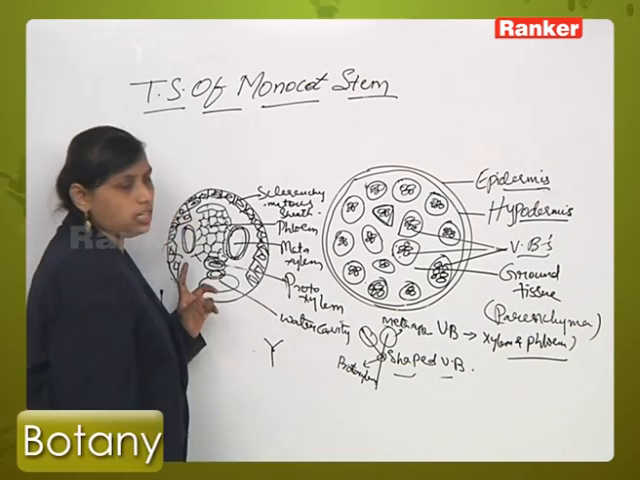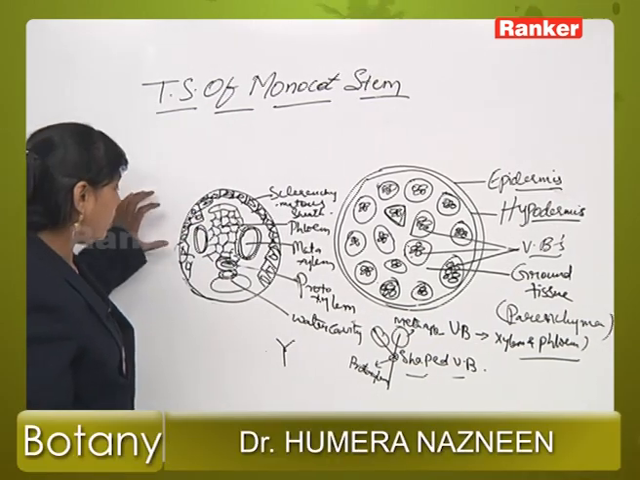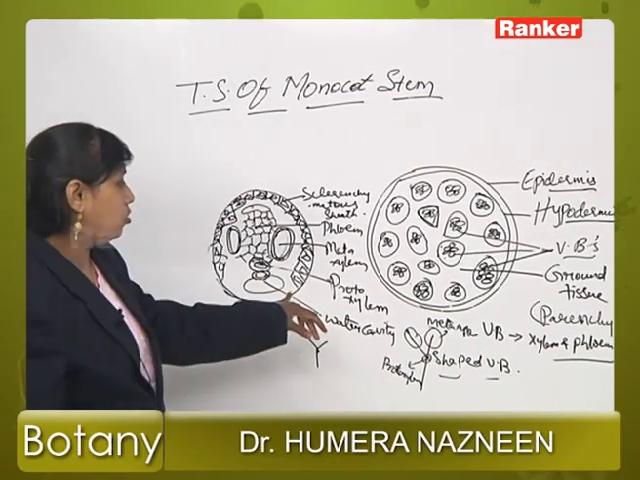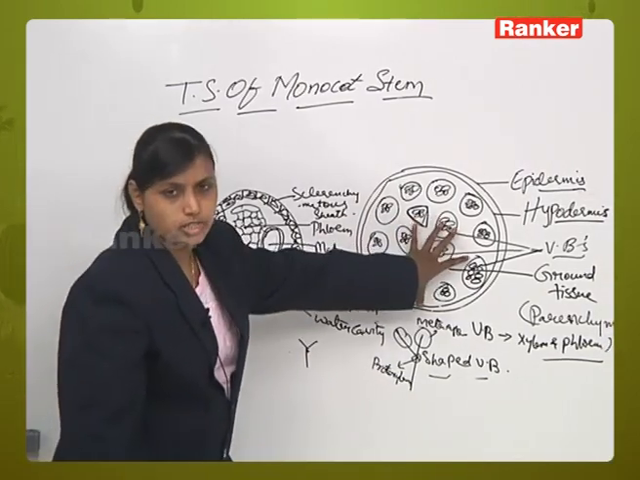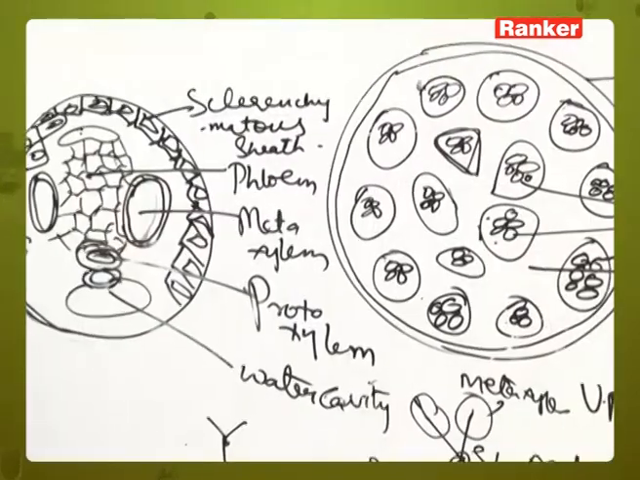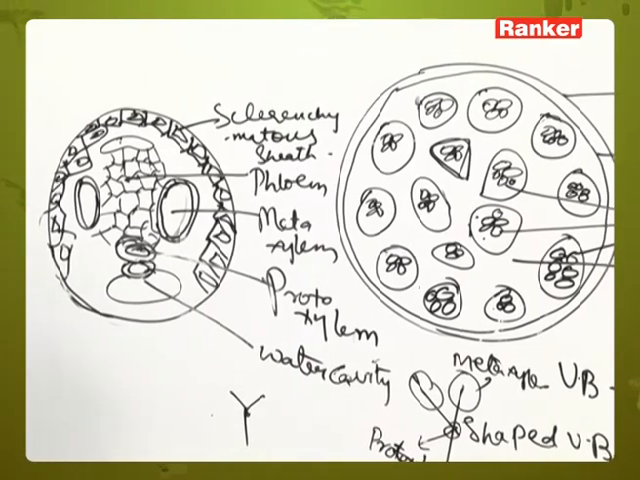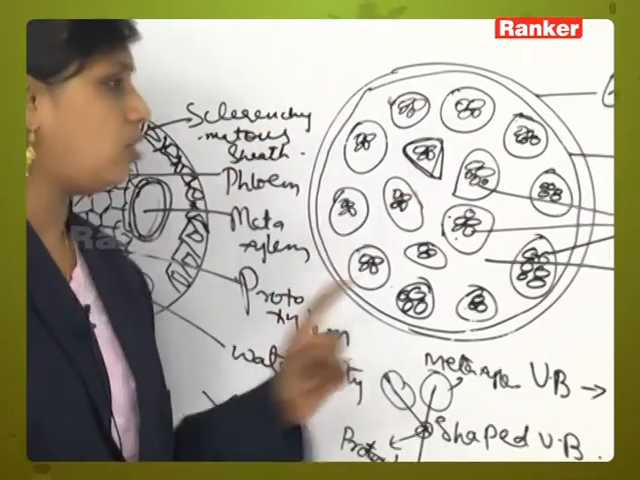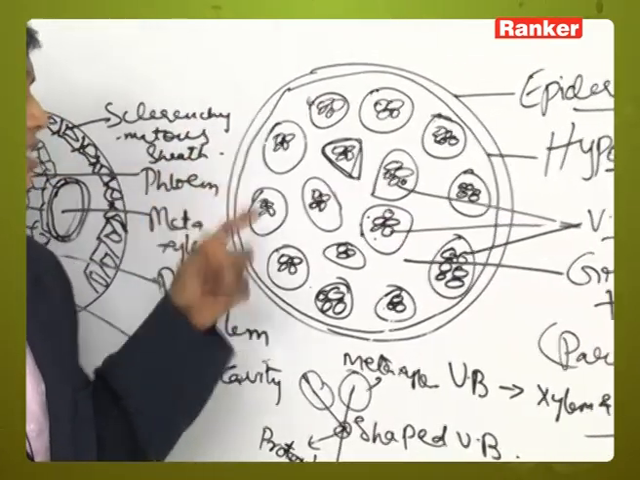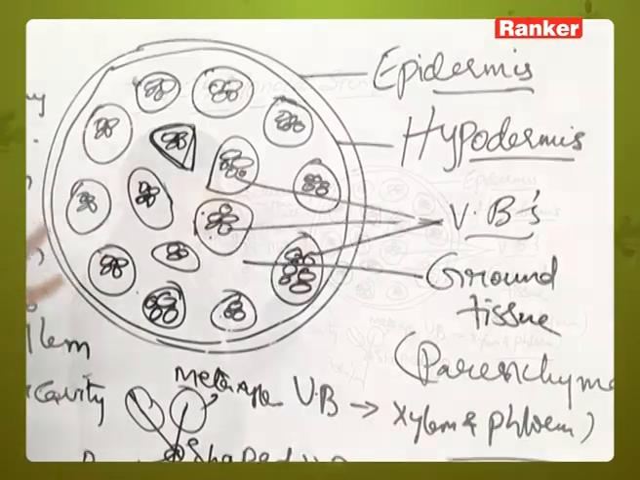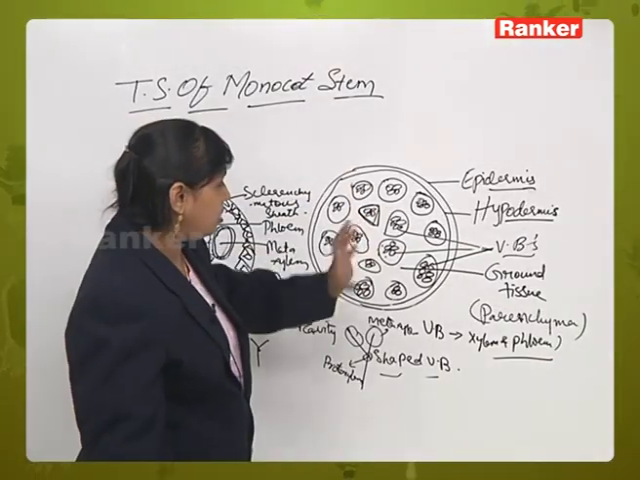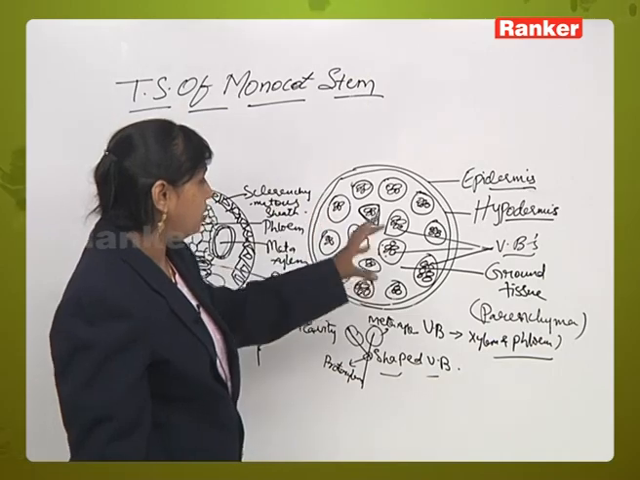This is the unique structural variation from dicot stem to monocot stem. It has scattered vascular bundles, whereas dicot doesn't have scattered vascular bundles. So this is in detail the circular outline of the monocot stem. Basically it has only these structures: epidermis, hypodermis, ground tissue and vascular bundles.